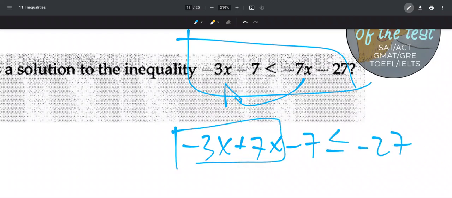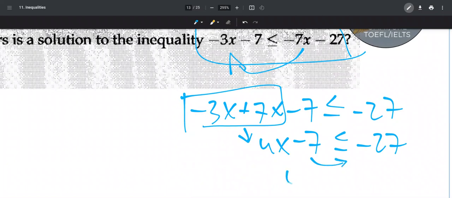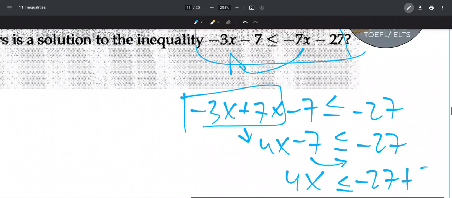So I solve this. This gives me 4x. So 4x minus 7 is less than or equal to negative 27. Now I'm going to move the 7 to the other side. So I have 4x is less than or equal to negative 27 plus 7.